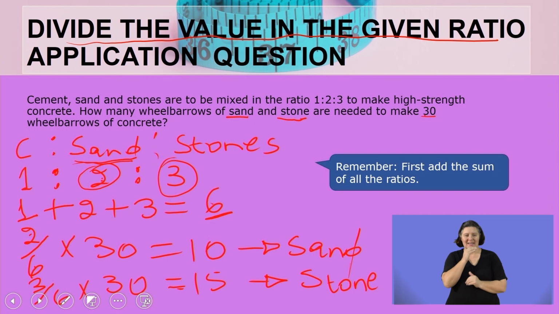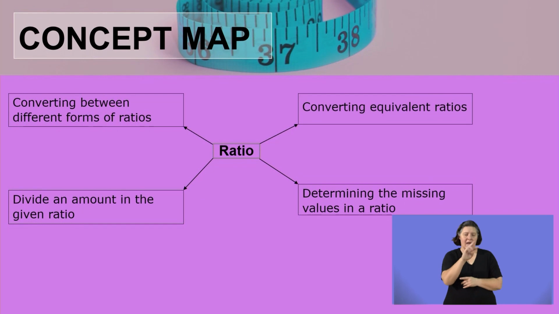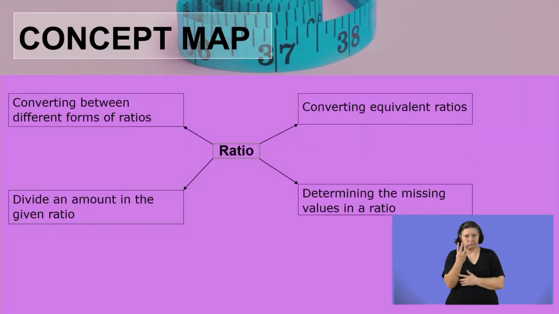I think this brings us to the end of our lesson. I just want to summarize what we have learned. Number 1, we have learned converting between different forms of ratio. Remember that when we convert between different forms of ratio, you should make sure that the units are the same. Secondly, we have learned converting equivalent ratios. Remember, when we convert equivalent ratios, it doesn't mean that the units are the same, you must remember to multiply both sides by the given value.